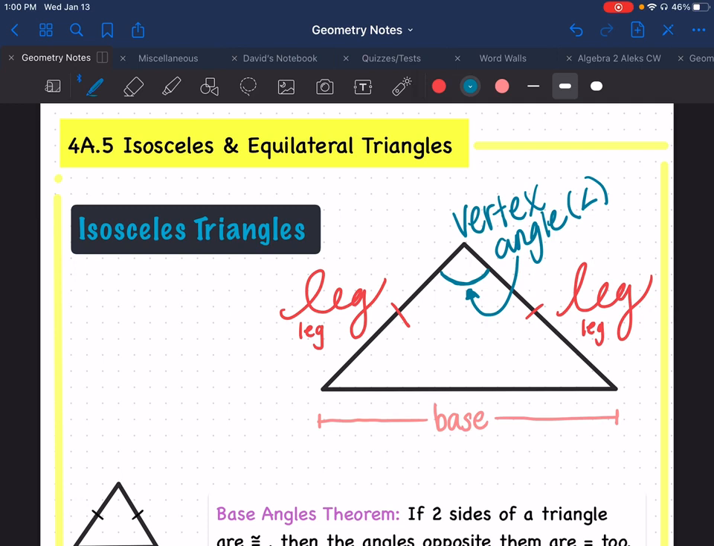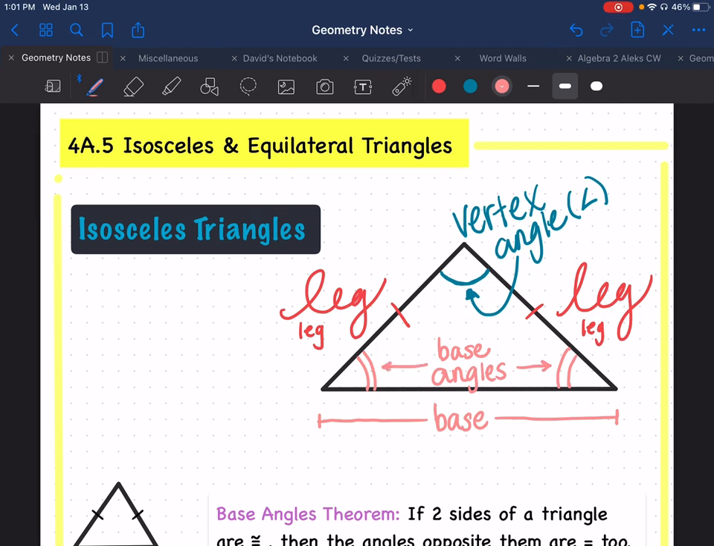Okay. My other two angles, there's a theorem that you're going to see next that says they are the same. So these are my two angles, and they are going to be the same, and they are called my base angles. They will always be the same.